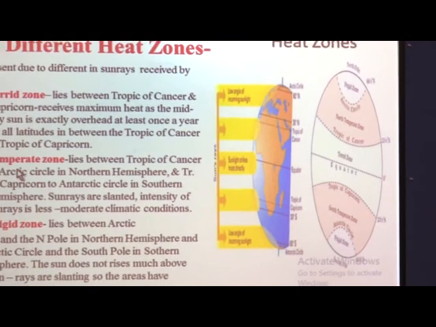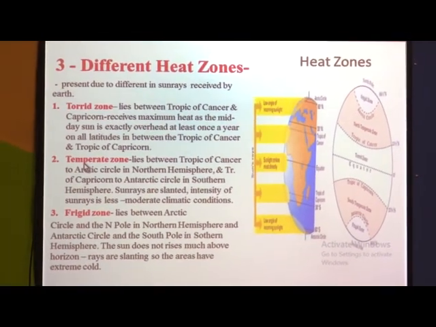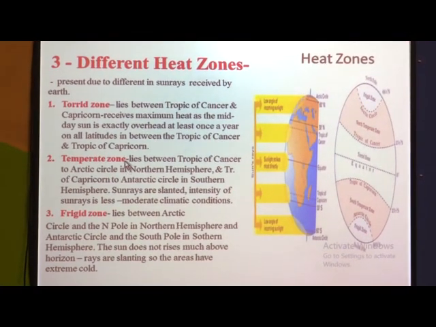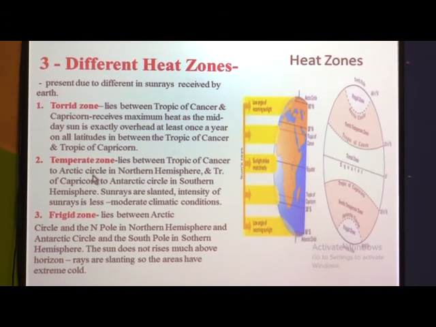Now the second heat zone is the temperate zone. So where is this temperate zone located, children? It lies between Tropic of Cancer to Arctic Circle.